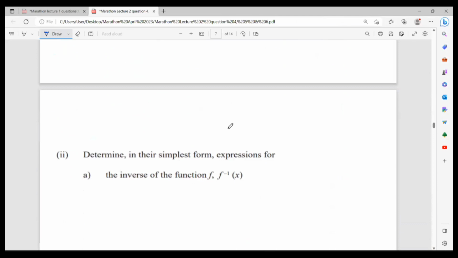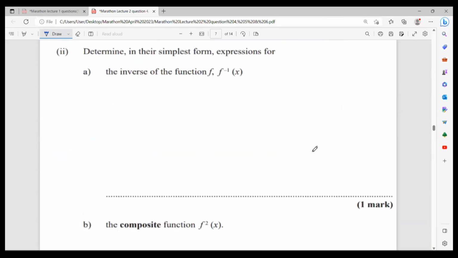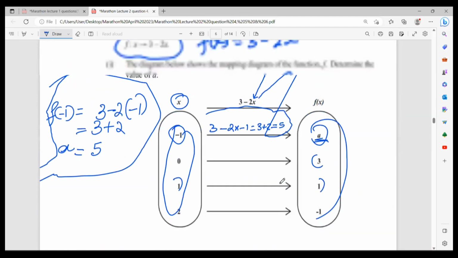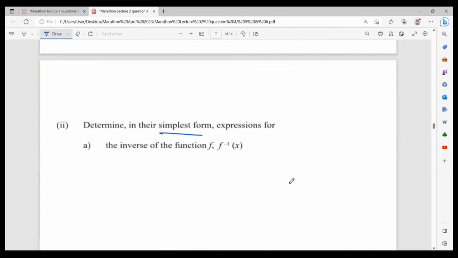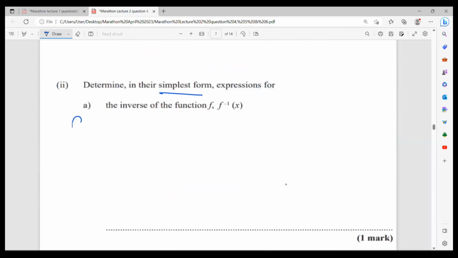All right, good. It says now, determine in their simplest form, very important, expressions for the inverse of the f function there. All right, let's go for them. Can somebody tell me what it is? Oh, 3 minus 2x, that's it. All right, so let me write this. So the f function, f of x, is 3 minus 2x. And they want the inverse of it.